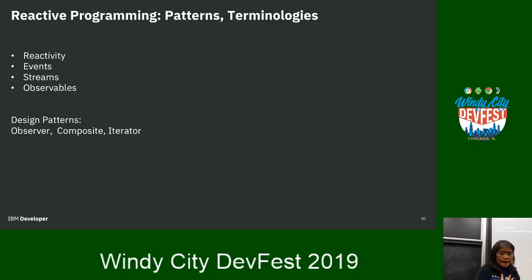Okay, so let me also bring up again reactive programming, the patterns and terminologies. Reactivity is really the process of responding to external stimuli and propagating events. The events themselves are stimuli, which means the observer needs to do something about it. And streams are really the primitive representation of a sequence of data elements. And then I brought up observables, which are really streams of events.